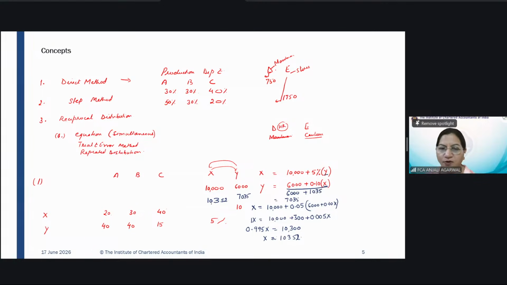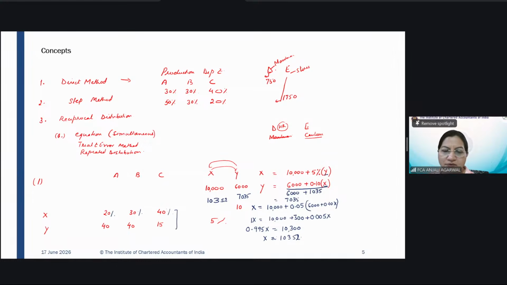Okay. Now what will you do? You will distribute 10,352 amongst A, B, C. Remember, not in the ratio of 20, 30, 40. You will just distribute 40 plus 30, 70 plus 20, 90% of this. So 10,352 into 20% will go to A, 10,352 into 30% will go to B, and 10,352 into 40% goes to C. Similarly, 7,035, 40% goes to A, 40% goes to B, and 7,035, 15% goes to C.